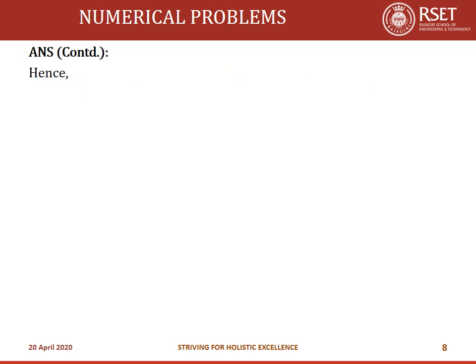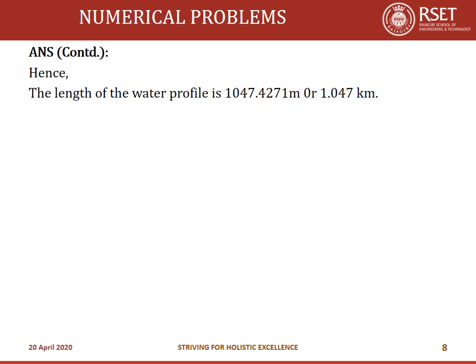So hence the length of the water profile is 1047.4271 meter or 1.047 kilometers. So for the water to rise from 1.6 meter to 2 meter, it takes 1 kilometer distance. That is what is being obtained from the numerical problem.